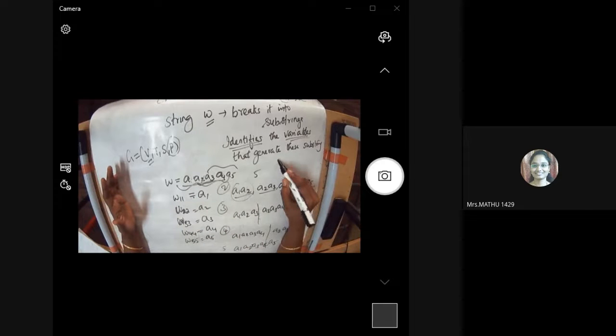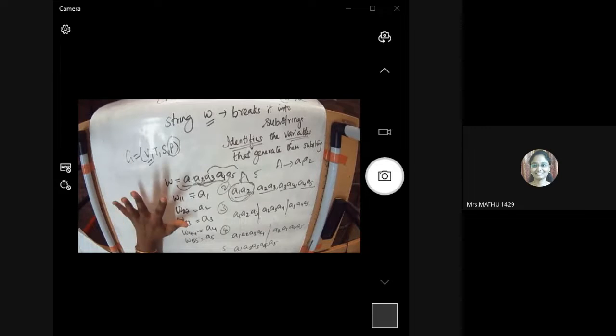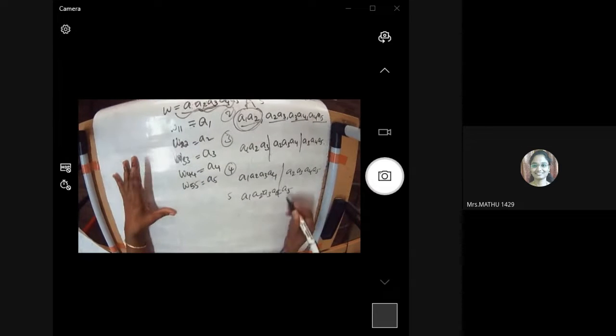See, for example, if you have a production, say A gives A1 A2, if a production is available like this, then it means that this substring is generated by the variable A. So like this, from the given grammar, it is going to identify the variables that generate the substring. After finding that, for the entire length substring we are having, you will get a variable list, one or more variables.